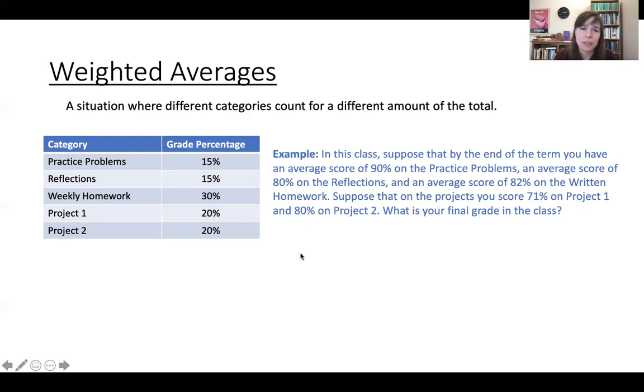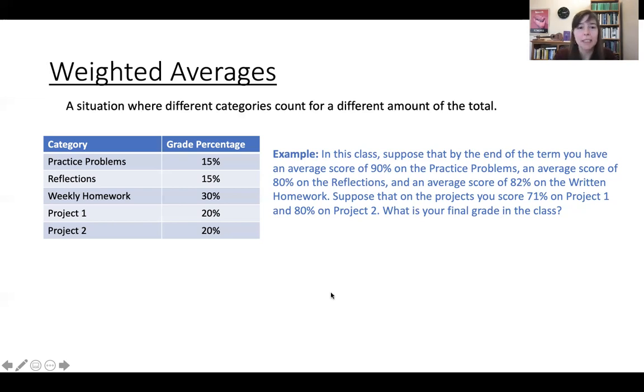So let's look at an example where we might be asked to calculate something based on weighted averages. In the class we're in right now, suppose that by the end of the term, you have an average score of 90% on the practice problems, an average score of 80% on the reflections, an average score of 82% on the written homework. And suppose that on the projects, you score 71% on project 1 and 80% on project 2. What's the final grade in this class?